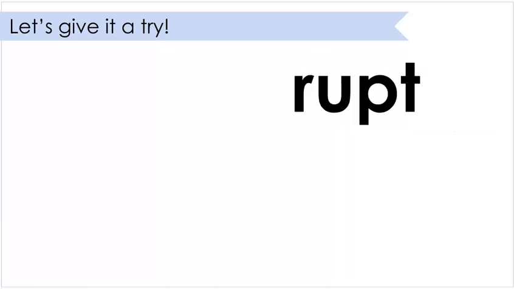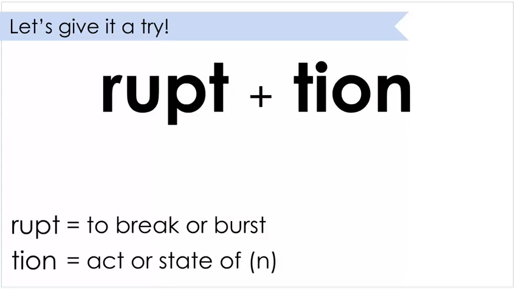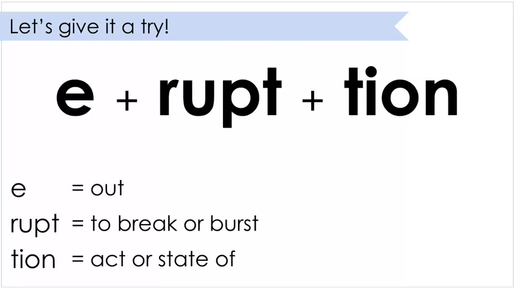Let's do another one. We have our root rupt. We want to add tion, which is the act or state of, creates a noun. Again, this is not a real word. We're going to add a prefix that we've done before. We're going to add e, which means out. So we have e, which means out, rupt, which means to break or burst, and tion, which means the act or state of, creating a noun. What would our new word be?